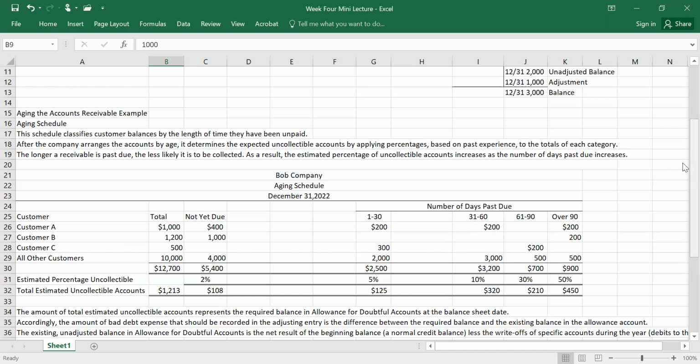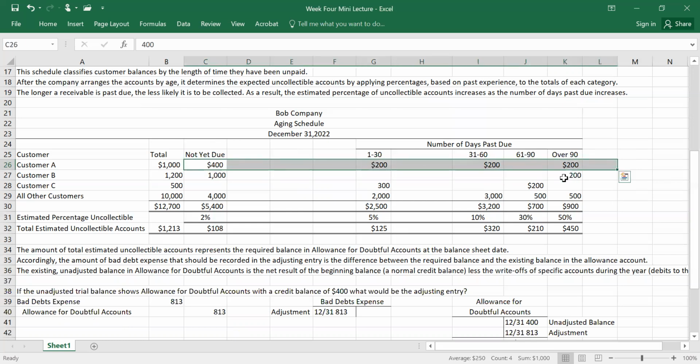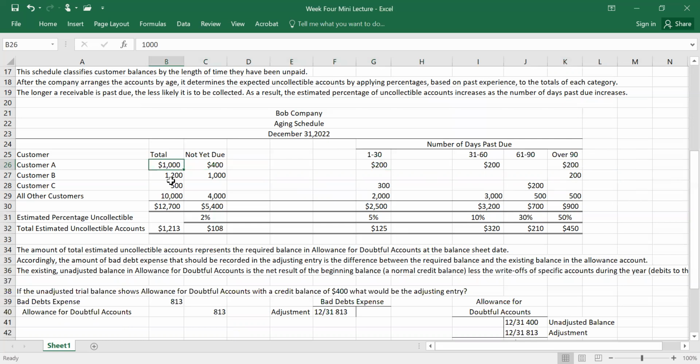So if you look, I created an aging schedule. And for customer A, we have $1,000 total. $400 of that is not due. 200 of that is between 1 and 30 days past due. 200 of that is between 31 and 60 days past due. And 200 is over 90 days. So if you added this, the 400 plus 200 plus 400 plus 200 plus 200 plus 200, it would equal that 1,000.